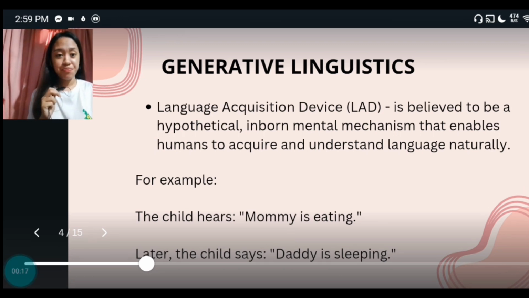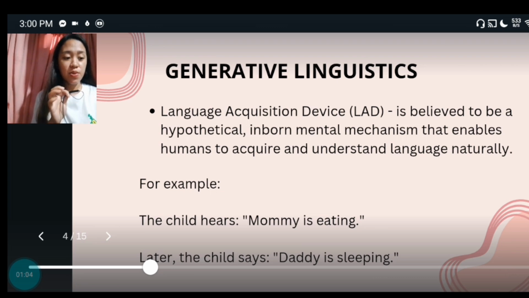Imagine a 2-year-old child hearing adults speaking around them. No one sits down and formally teaches the child grammar rules like subject-verb agreement or word order. Yet the child starts picking up the language on their own. For example, the child hears "mommy is eating." Later on, the child says "daddy is sleeping." Even though the child has never been directly taught the -ing form for actions, they apply the same rule they heard, right, to form a new sentence.